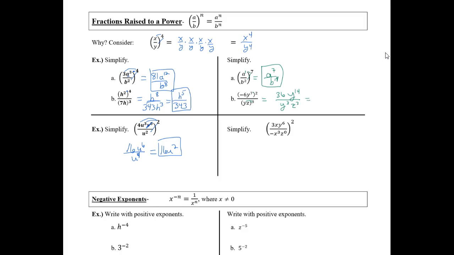And I take one last step. I have too many y's. Y to the 14th divided by y cubed is y to the 11th. So 36 y to the 11th divided by z cubed. So again, I squared everything inside the parentheses, cubed everything in that parenthesis, and then I saw here the y to the 14th divided by y cubed.